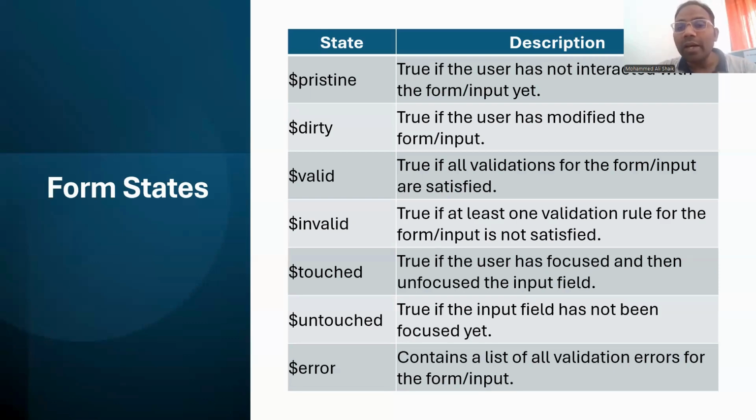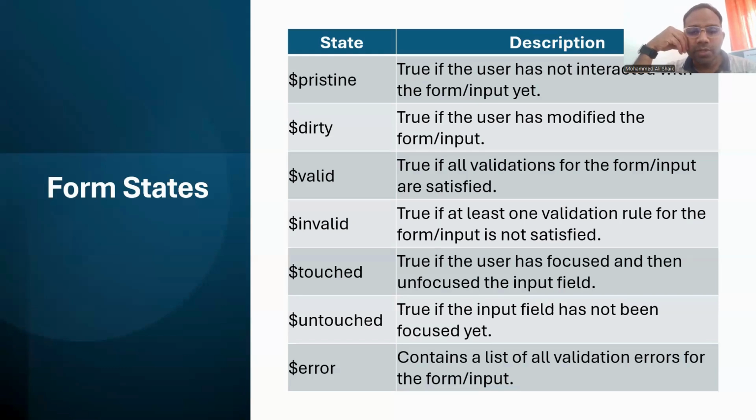$valid is true if all the validations of the form input are satisfied. $invalid is opposite to it. It will be true if at least one validation rule for the form or input is not satisfied. $touched, when we have a form, we will be having compulsory attributes. We'll be having non-compulsory attributes or boxes on a registration page. So some will be left, we don't even touch them.